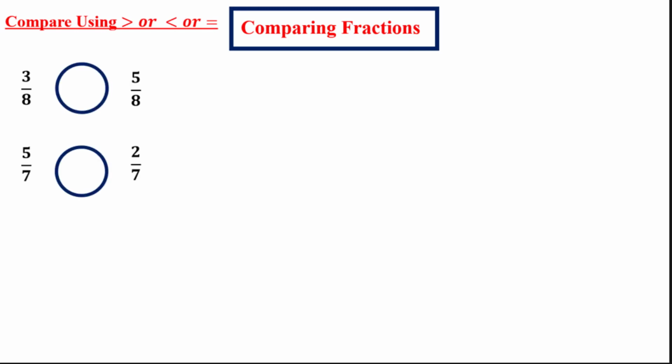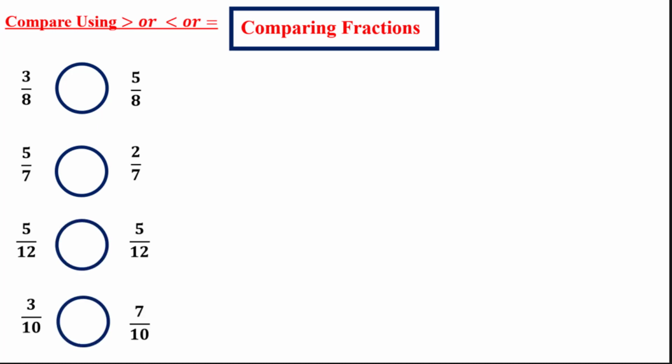The first condition: if we have two fractions with the same denominator, how can we compare between them? We will just compare the two numerators, the two top numbers. We have 3 here and 5 here. Which one is greater? Yes, 5 is greater than 3. So we will write less than here.